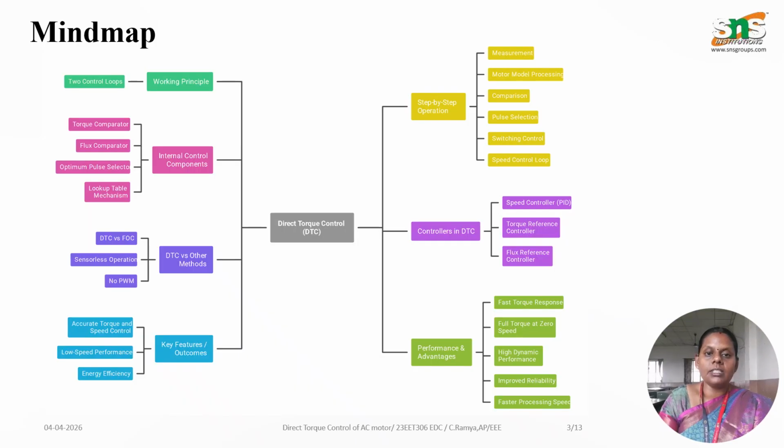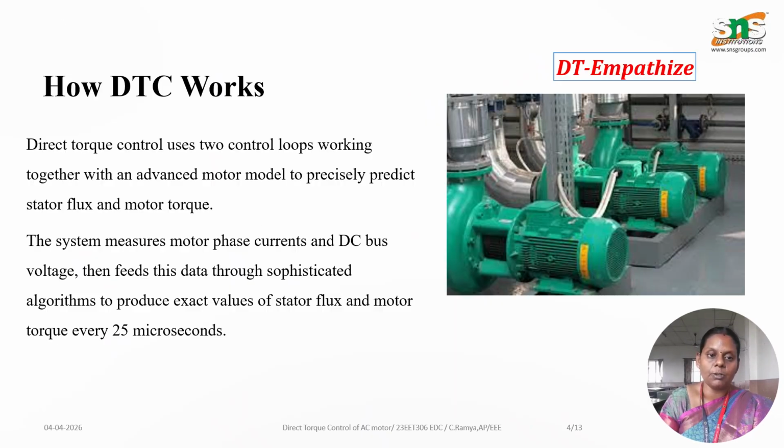And this mind map provides the overview of direct torque control. So it highlights the working steps, control loops, and performance features. So this mind map will help us to go through each stage of this DTC process.